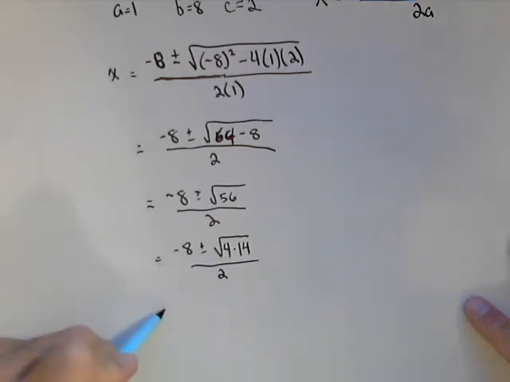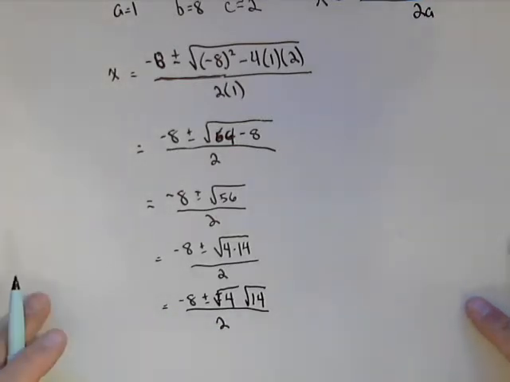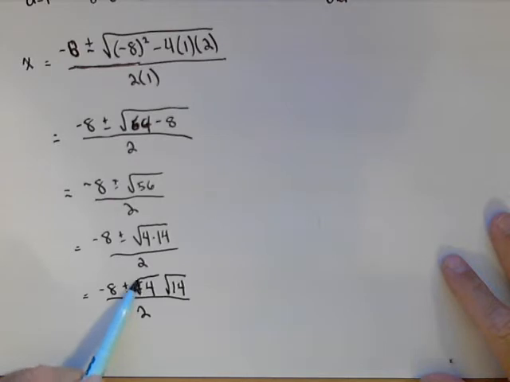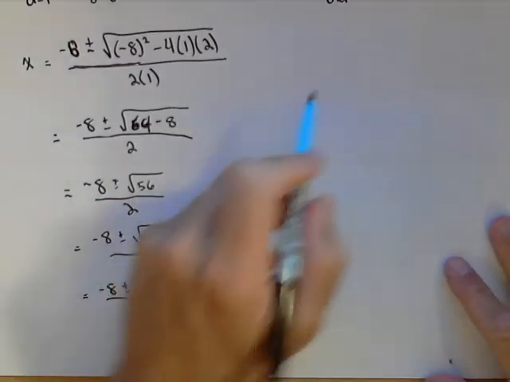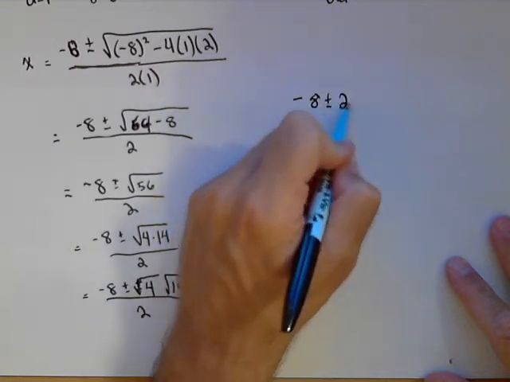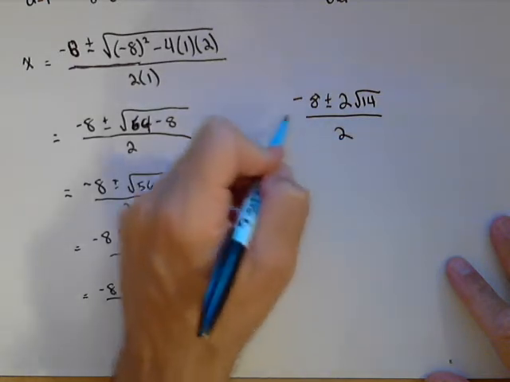Now the property of exponents we'll be using here is we can split up a radical over multiplication. So I can rewrite this as the square root of 4 times the square root of 14 all over 2. Square root of 4, we know, is just 2. So we can rewrite this as negative 8 plus or minus 2 times the square root of 14 all over 2.